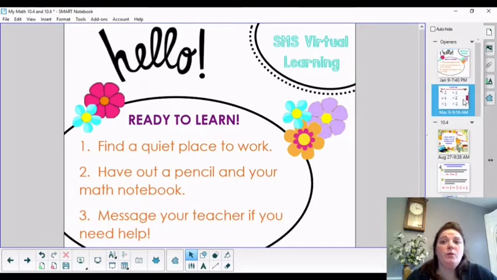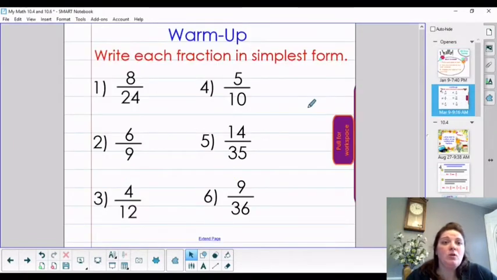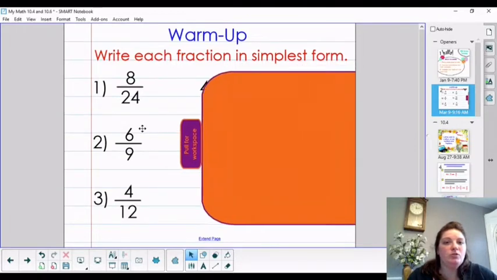All right, let's do a warm-up. Our first warm-up says to write each fraction in simplest form. There are 6 problems. Go ahead and pause the video, and when you're finished your 6 problems, then you can unpause it, and we're going to go over the answers. Hit pause now. Okay, so let's go over your answers.